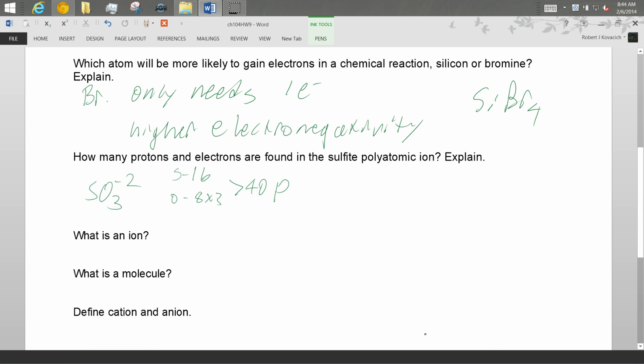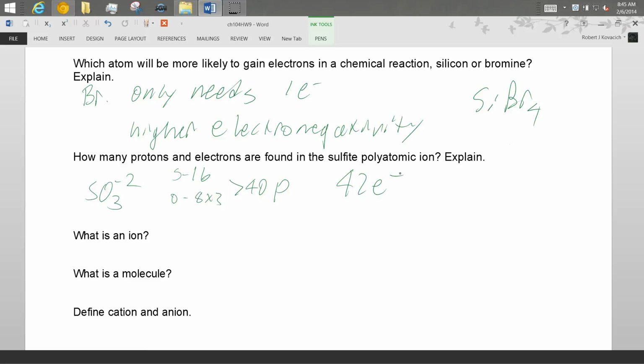Great. And how many electrons? 42. 42 electrons because it's got a 2- charge, which is telling you it has 2 more negatives than positives. So whatever your proton number is, add 2 electrons to that. So those 4 atoms, that sulfur and those 3 oxygens, combined together as a group to garner 2 more electrons. So they took them from something else.